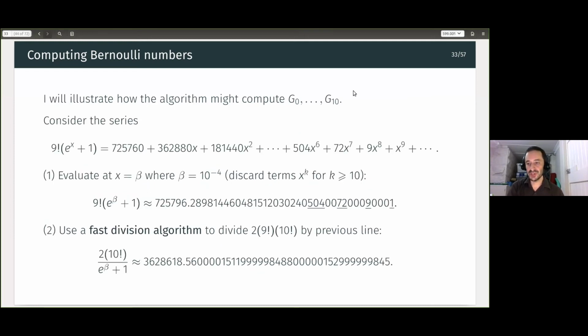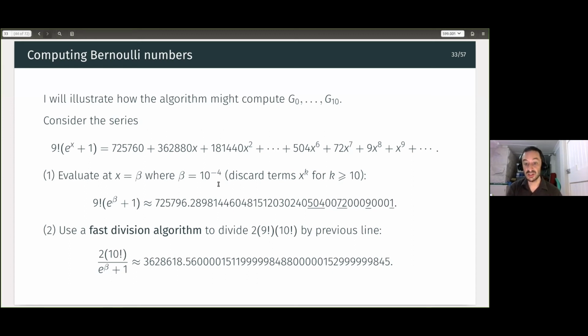And I'm just going to show an example of how you might compute the first 10 Gnocchi numbers using this method. So what you do is you consider this series, e to the x plus 1, and I'm going to clear denominators by multiplying by 9 factorial and write down the first few terms. So that's very easy to do. And I've stopped at x to the 9. After that point, you would still have some denominators coming from the larger factorials. And then I'm just going to evaluate this power series at a suitably small power of 10, in this case, because I'm working in base 10.